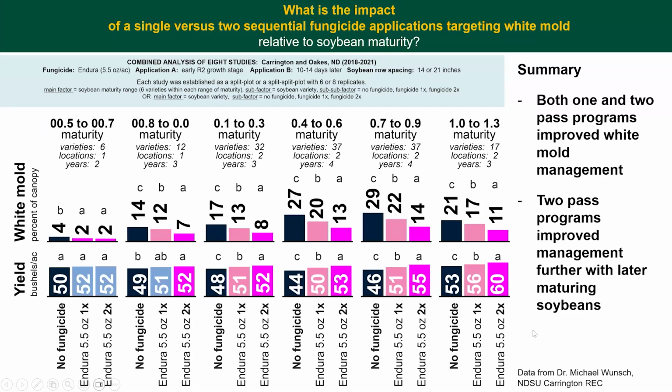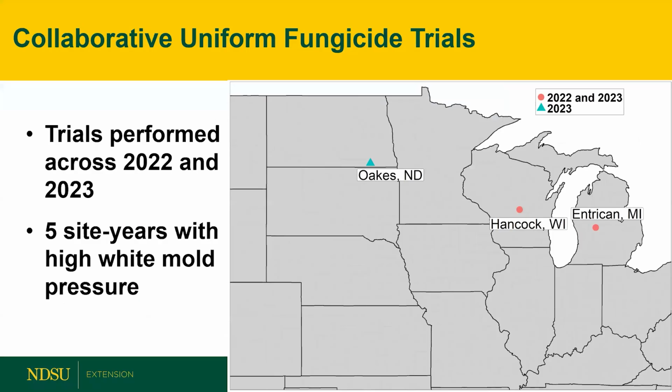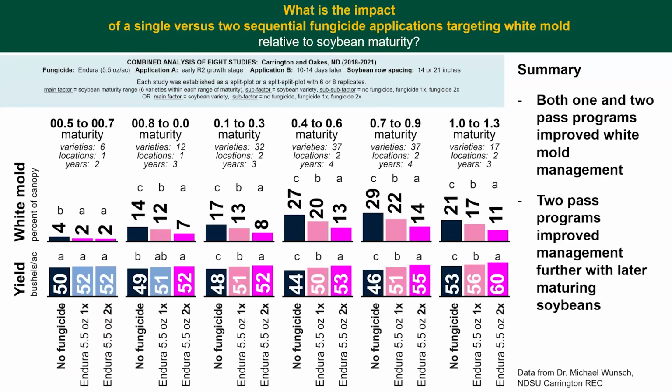Now, if we take that all the way up to the upper end, a 1 and a 1.3, which is a high maturity for this region, we do see this very positive effect. With a 2-pass program of Endura, the first one being done at R2 and the second one 10 to 14 days after that, we do see this positive benefit of 60 comparatively to 53 bushels, protection of that crop because of an Endura 2-pass program.